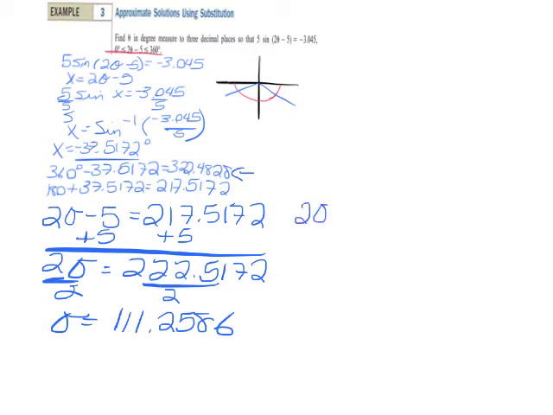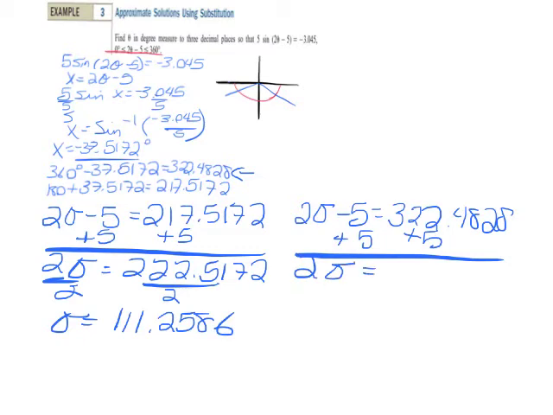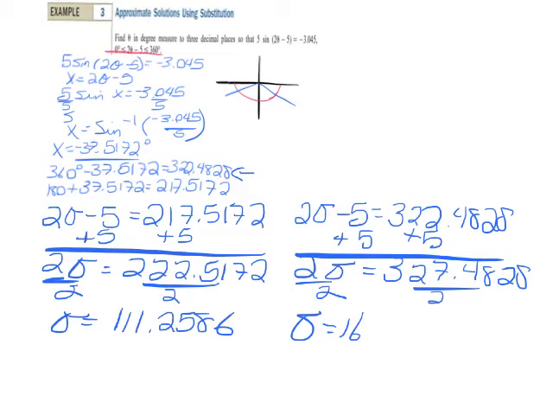So 2 theta minus 5 equals 322.4828. Add 5, 2 theta equals 327.4828. Divide by 2, and we end up with theta equals 163.7414. And that's it.